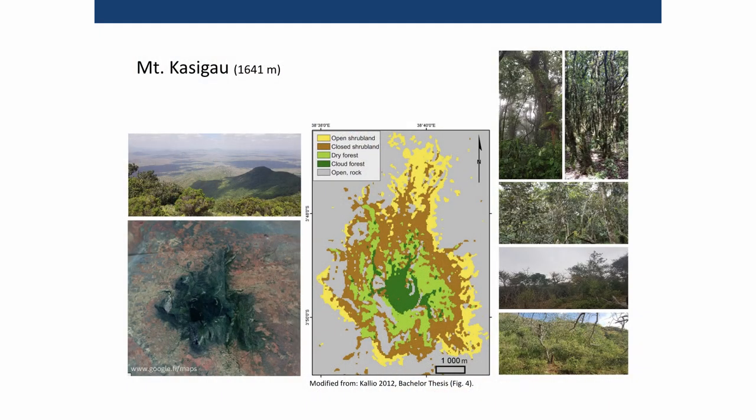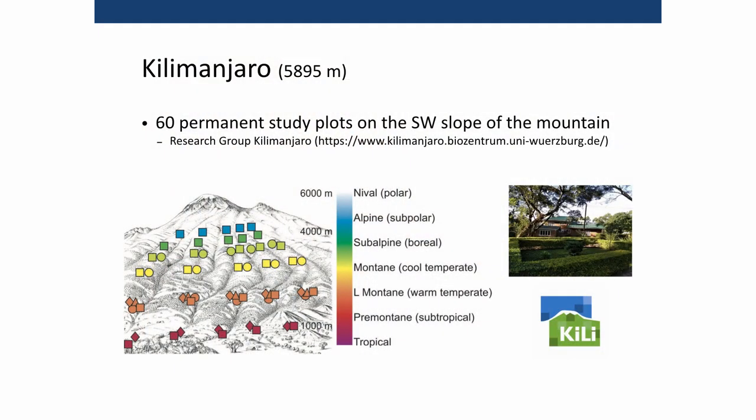So this is Mount Kasigao. It's not very high, but there you can have these lower elevation, very nice forests. And then, of course, on Mount Kilimanjaro, which is a lot higher, you can get from the tropical savanna up to an alpine zone. And there the work was very nice because there are 60 permanent study plots there by the research group Kilimanjaro, which is a German group. And I could use their plots and their facilities and hopefully also the background data that they have collected.